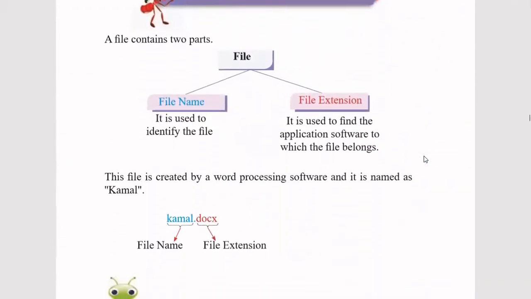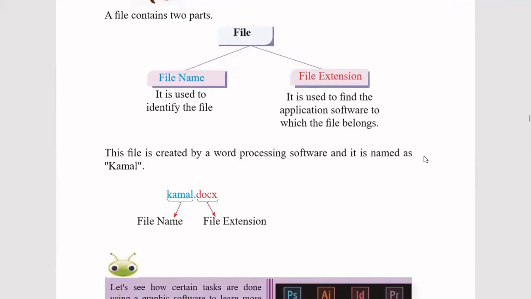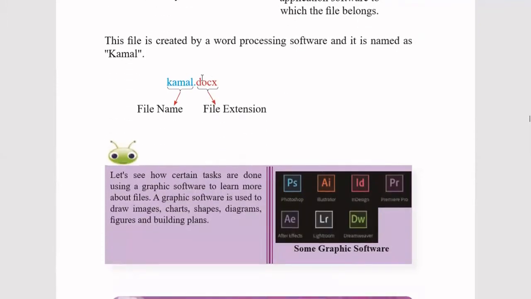So here they are talking about a very important thing. A file basically contains two parts, right? The first part is the file name, which identifies the file. And the second part is the file extension, which identifies which application software the file belongs to. Now, if you think about this file, Kamal is the file name. So when you give the file name, always make sure you give something with a hint, where it is very easy to identify what the content of the file is.